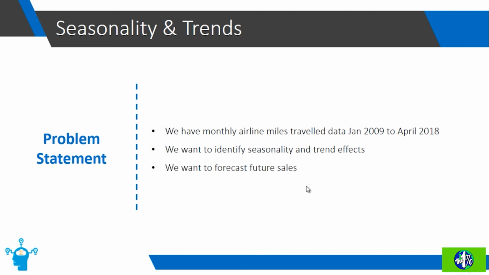So this is the problem statement that we'll be solving in the next video. We have monthly airline miles traveled by our customers between a certain time range. We want to identify what is the effect of seasonality, that is, some time of the year would be holiday season, some time would be less preferred by the travelers. So what is the impact of different seasons of the year on airline miles traveled, and what is the general trend, that is, whether airline miles traveled is in general increasing or decreasing. Secondly, we also want to forecast what will be the future sales in the coming months for our airline company.